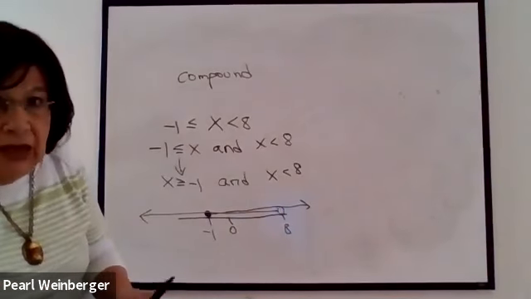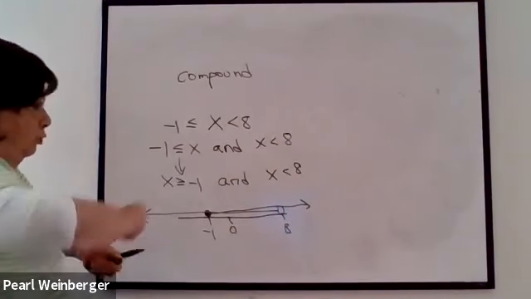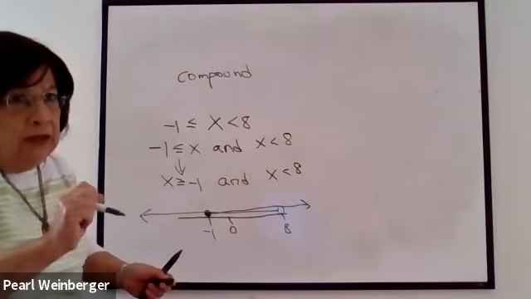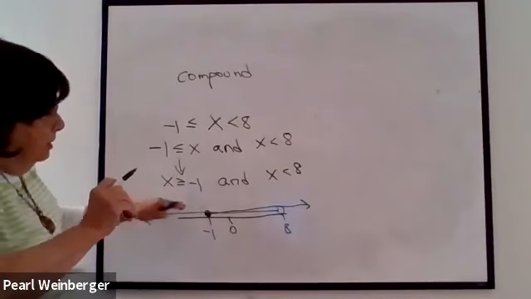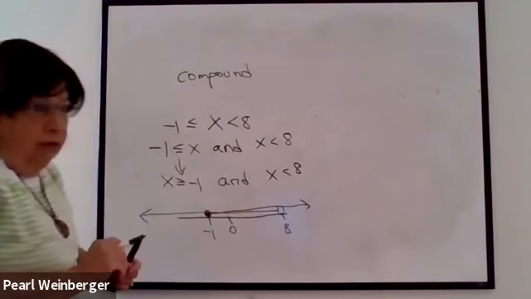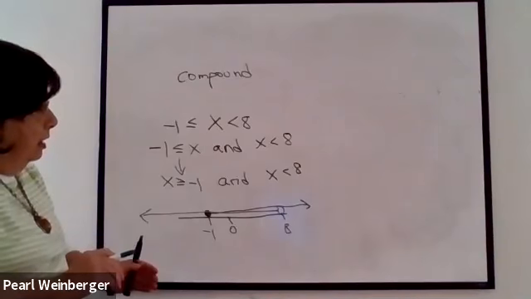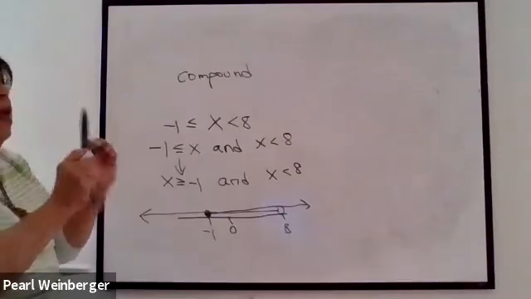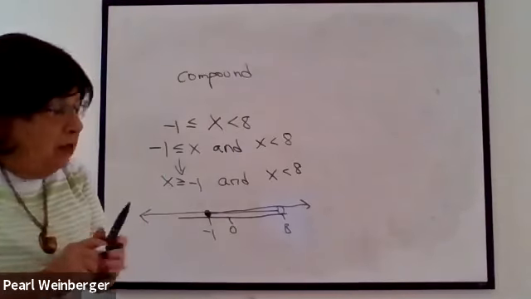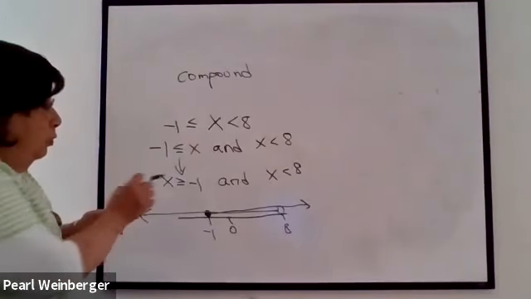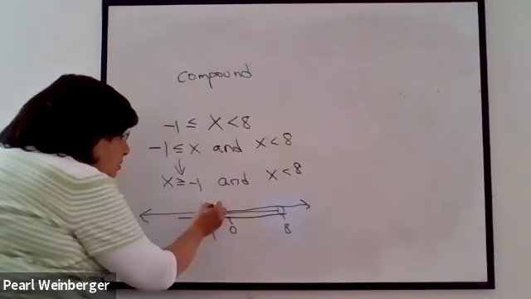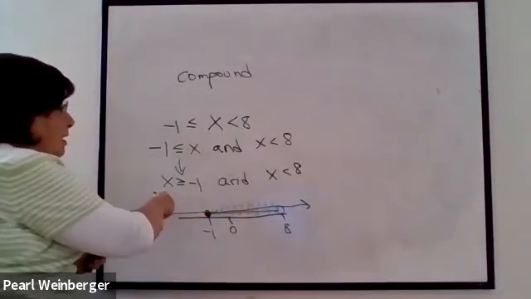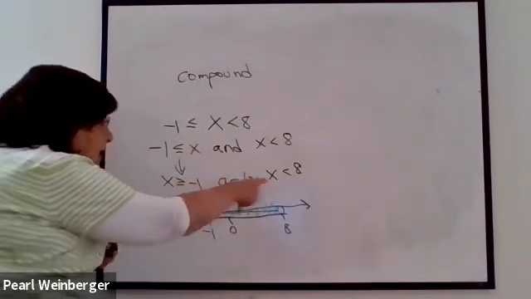Now you have to understand, there's an "and" between these two statements. And means they're both occurring at the same time. It's not enough that my x has to be greater than or equal to -1. It's not enough that my x has to be less than 8. It has to be both of them at the same time, which means where these two lines cross, this area here is the only thing that is doing both this and this.